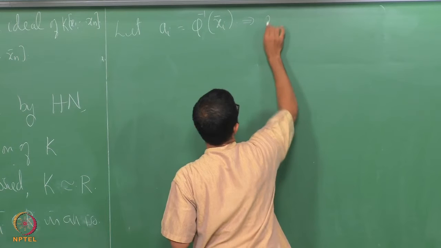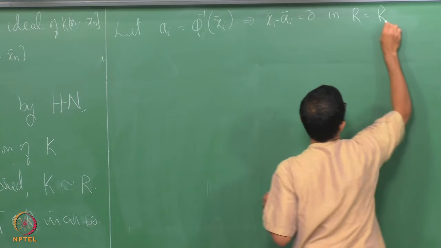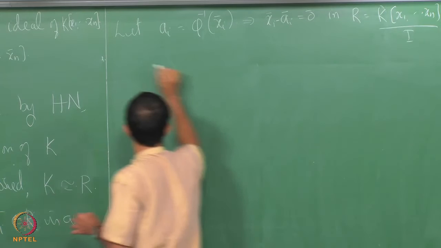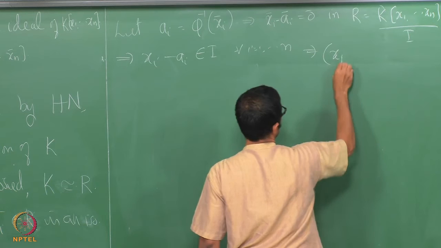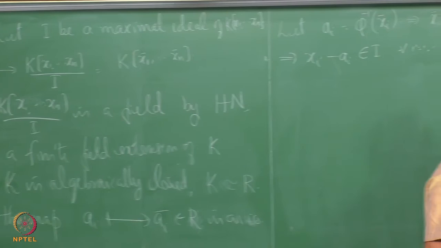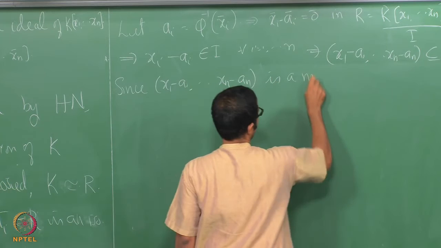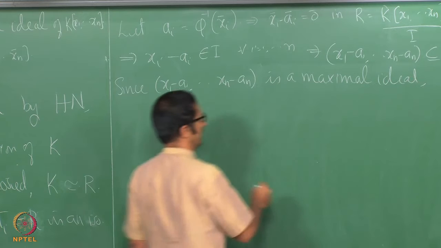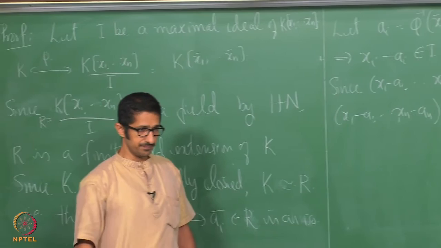This implies that xi bar minus ai bar is 0 in R, which is K[x1, ..., xn] modulo I. That implies that xi minus ai is in I for all i from 1 to n. That implies that the ideal generated by these elements is contained in I. Now, this is a maximal ideal, I is maximal, so they are equal. That is precisely what we wanted to prove: every maximal ideal is of this form.